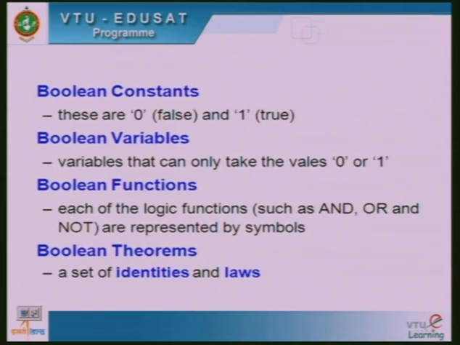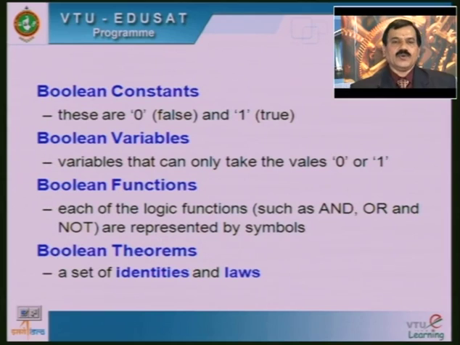Boolean constants. Boolean constants are 0, that is usually used for false statements, and 1 for true statements. Boolean variables. These variables can only take the value 0 or 1. Boolean functions. Each of the logic functions such as AND, OR, and NOT are represented by its symbols. Boolean theorems. Boolean algebra has its own theorems like identities and laws.